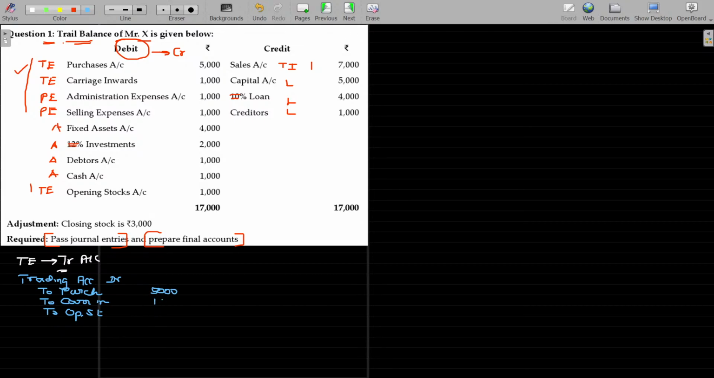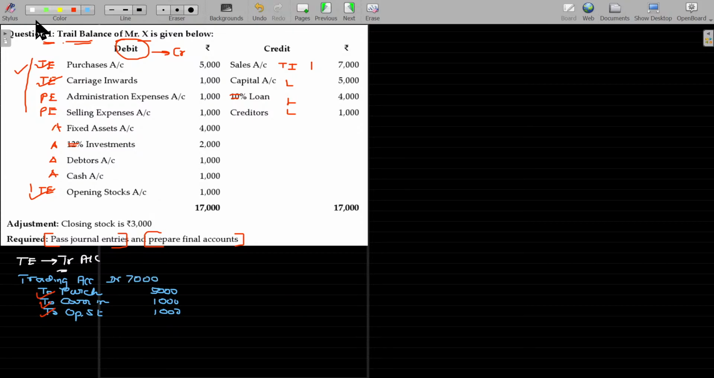Purchases value being 5,000. Carriage in 1,000. Opening stock 1,000. So I have posted this one, this one, this one. These three over, right? The total is 7,000 rupees.